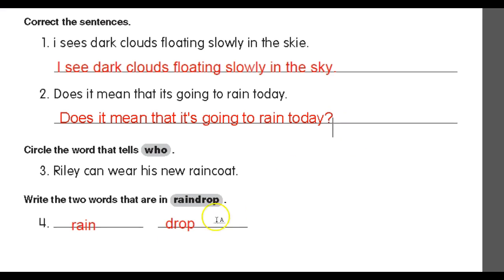Riley can wear his new raincoat. Circle the word that tells who. The who that's wearing the raincoat is Riley. Write the two words that are in raindrop, rain and drop. And if somebody asked you, or if you were asked what's the definition of a raindrop, you could just use the words that are in the compound word. It is a drop of rain.